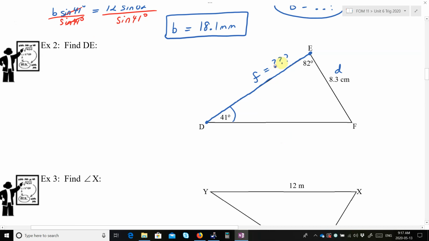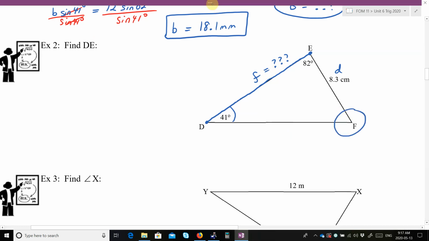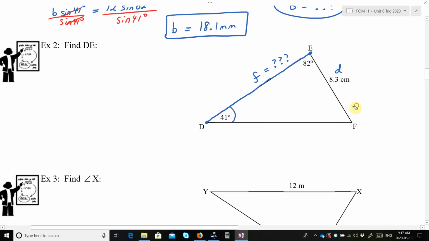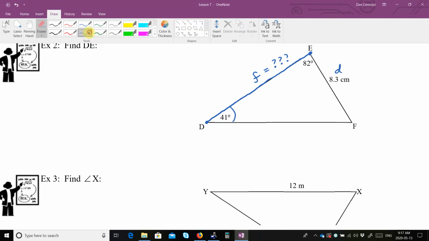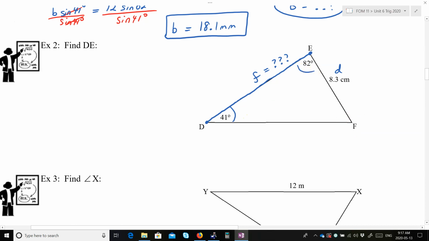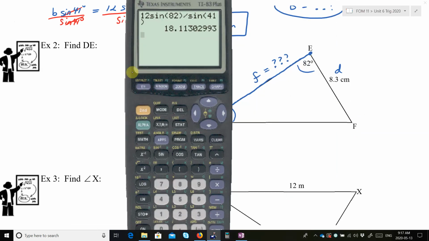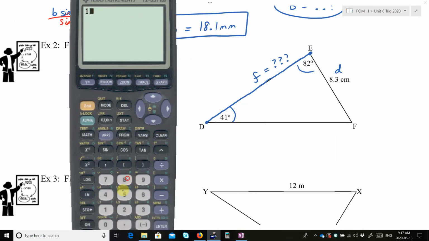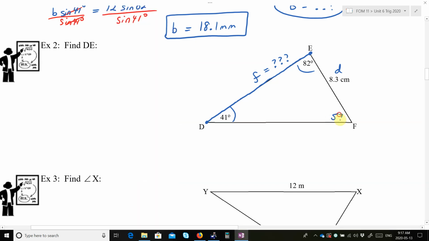Okay, so the catch here, guys, is if we're trying to find little letter f, we would need to know its opposite angle, which is not showing at the moment. But we know the other two angles, right? 41 and 82. And we know that angles in a triangle have to add to 180. So we can get angle f pretty easily. You just go 180 minus 82 minus 41, and we get 57 degrees. Now we're in business. Okay.